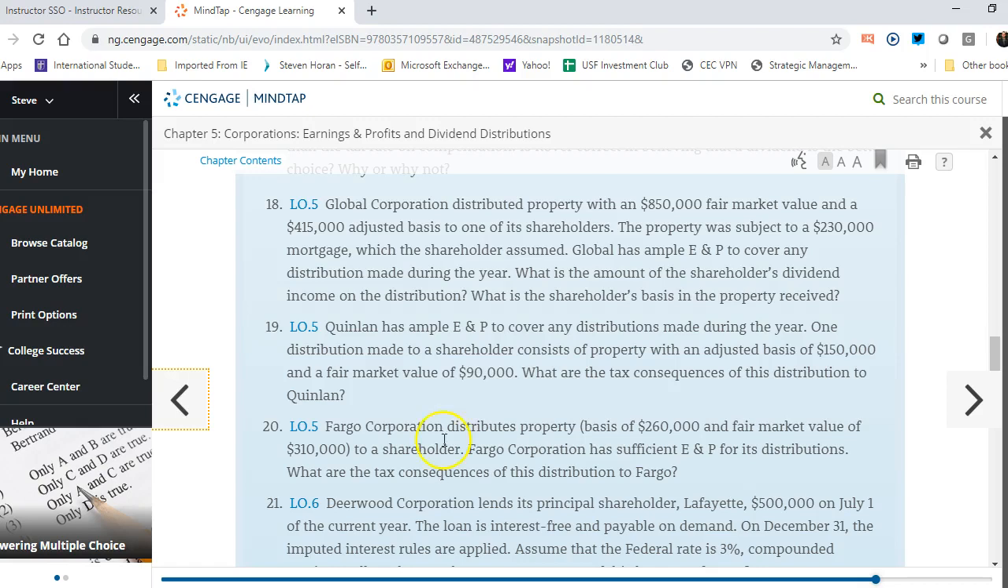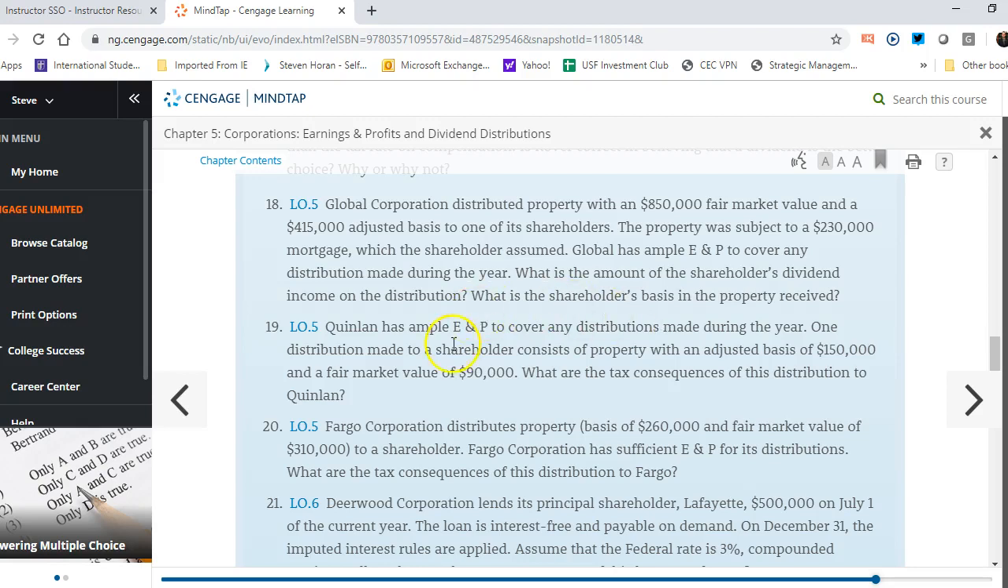What is the amount of the shareholder's dividend income on the distribution, and what is the shareholder's basis on the property dividend? So the key with this one is it doesn't matter what the basis is to the corporation. Okay, so its basis is $415. Okay, fine, doesn't matter. All we care about is the fair market value and the loan and the fact that they have plenty of E&P. So the shareholder will receive the $850 minus the $230 for a net distribution of $620,000. And that $620 then is a dividend because it says that they have ample E&P. So it is a dividend to the shareholder. That's the answer to the question.